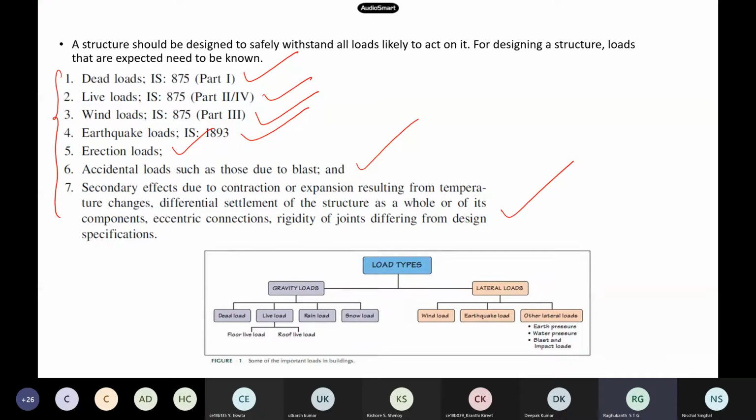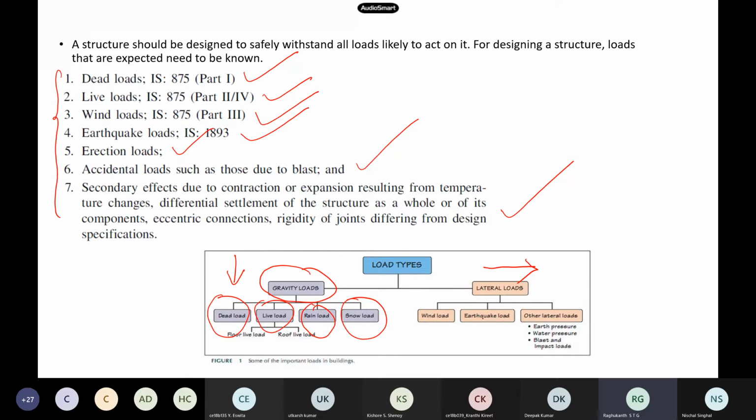Under load types, our code also defines direct and indirect; that is one type of classification. Another type of classification is two types of loads. One is gravity, which acts in the vertical direction. Then lateral load, which acts in the horizontal direction. Gravity load means dead load, weight of the structure, live loads, floor load, roof, rain load, snow loads. All of them come under the gravity kind of load, or the vertical load.